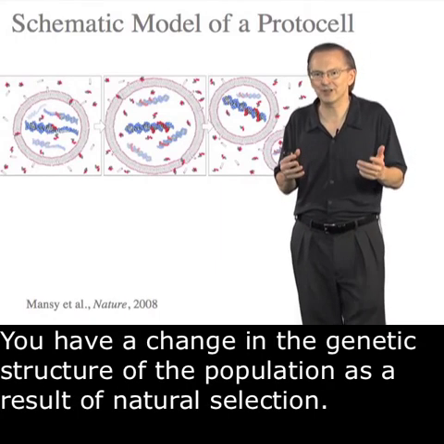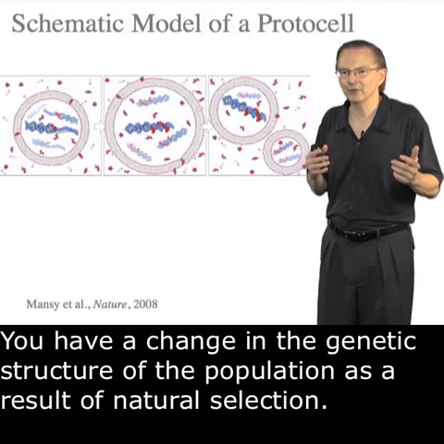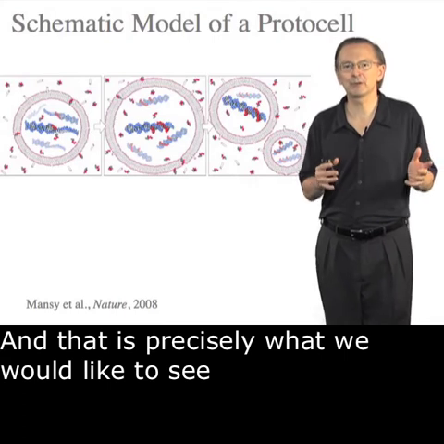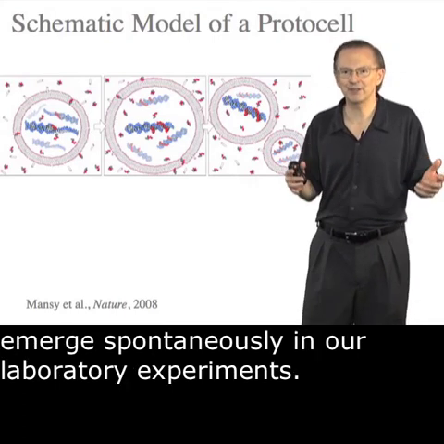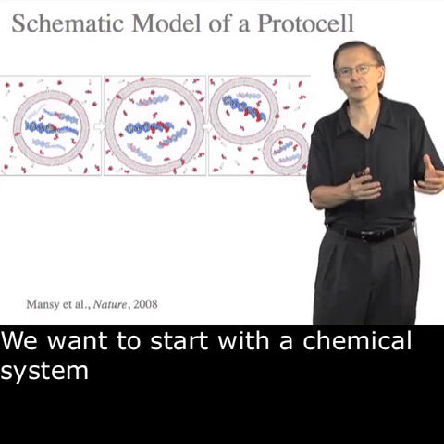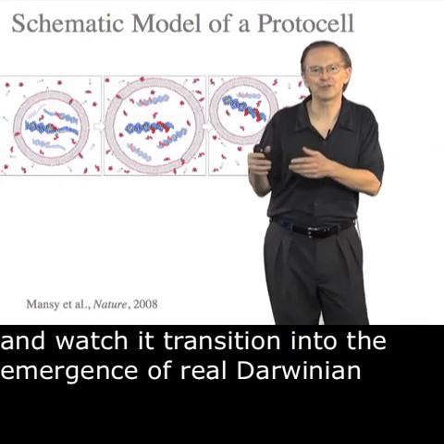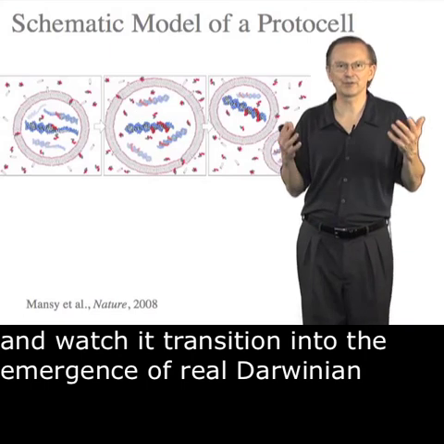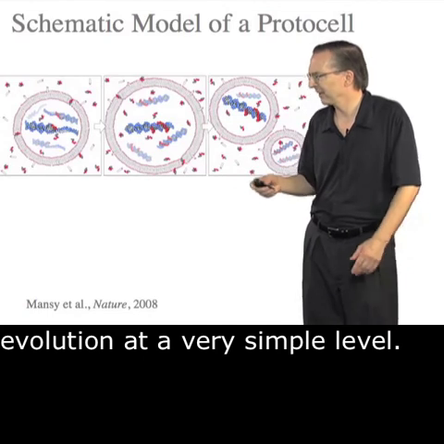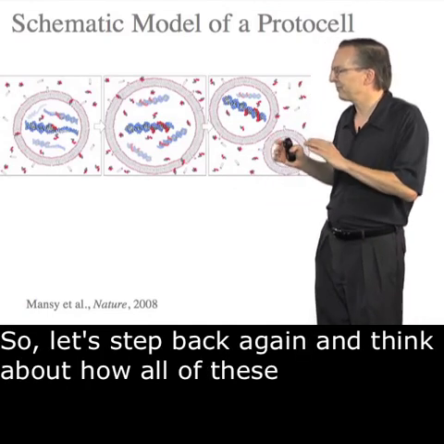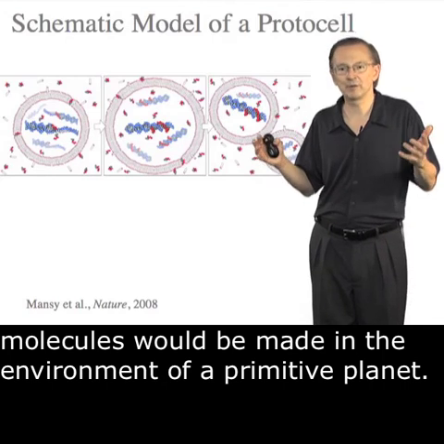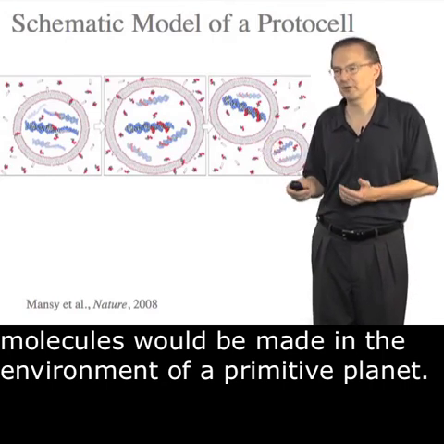You have a change in the genetic structure of a population as a result of natural selection. And that is precisely what we would like to see emerge spontaneously in our laboratory experiments. We want to start with a chemical system and watch it transition into the emergence of real Darwinian evolution at a very simple level. Okay, so let's step back again and think about how all of these molecules would be made in the environment of a primitive planet.